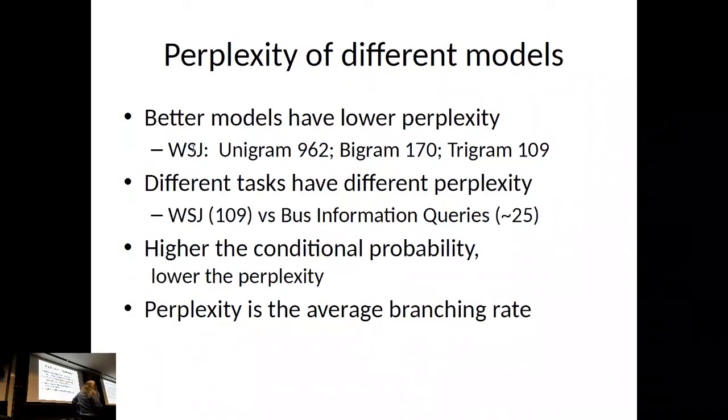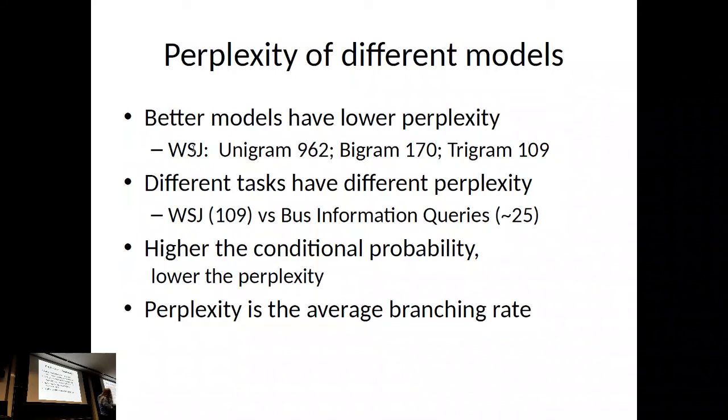If we look at models on Wall Street Journal, we've got unigram, bigram, and trigram. What we notice is that the perplexity goes down based on the model. If the model is better at predicting, i.e. captures what the distribution is, the perplexity is going to be smaller. As we go to trigram, we're down at 109. Different tasks have very different perplexities.